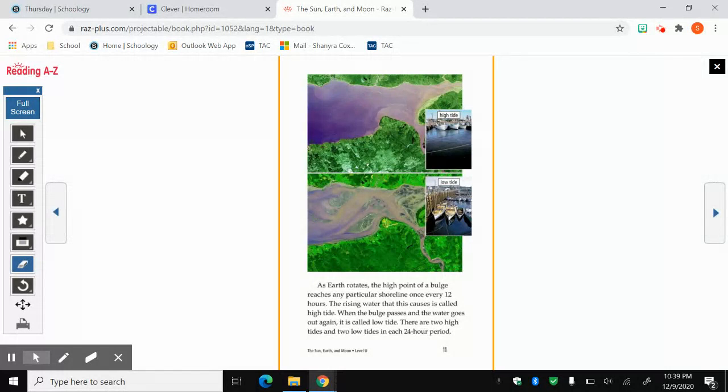The rising water that this causes is called high tide. When the bulge passes and the water goes out again, it is called low tide. There are 2 high tides and 2 low tides in a 24-hour period. Let's stop right there for a second. How does the moon affect the tides on Earth?